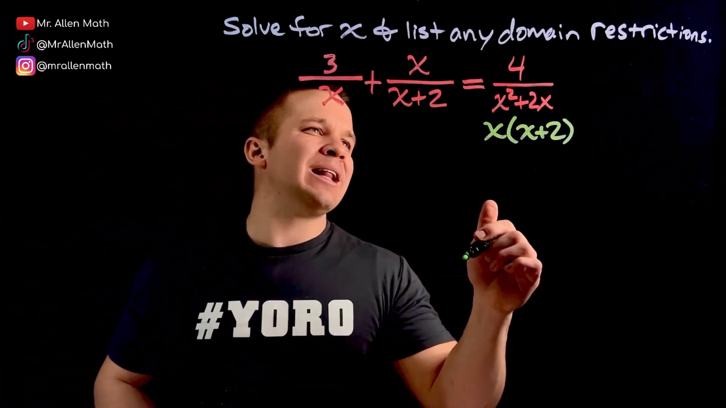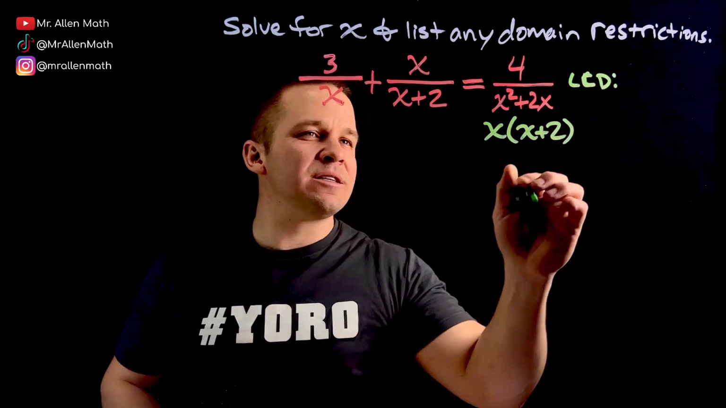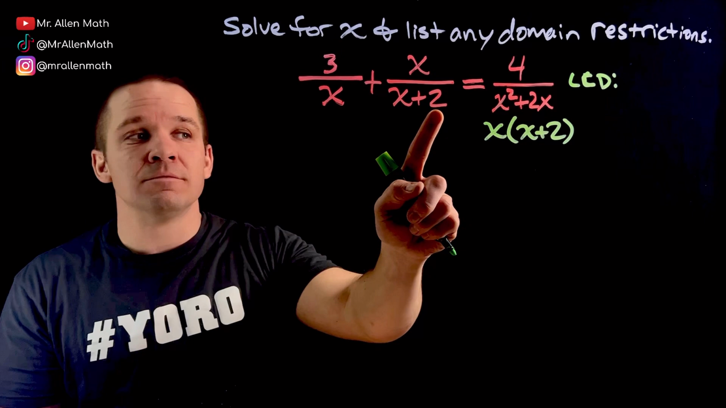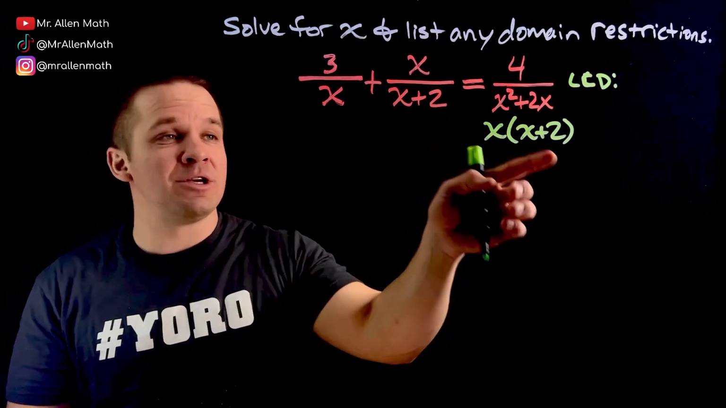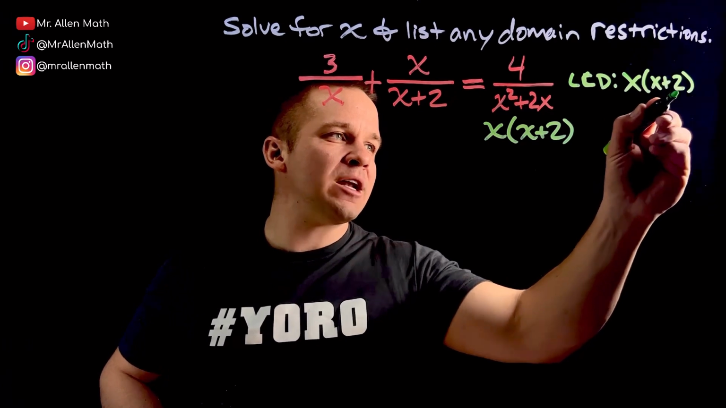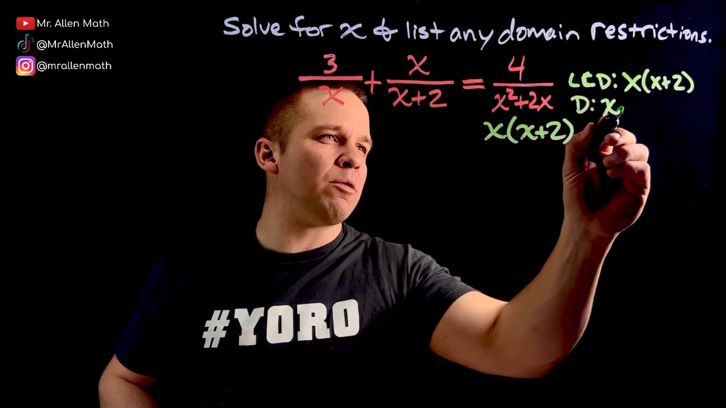Now, my least common denominator, my LCD, is going to be, let's see here. I have to have an x. I have to have an x plus 2. Oh, and I have to have an x and an x plus 2. Looks like there we are: x times x plus 2. That is my LCD.